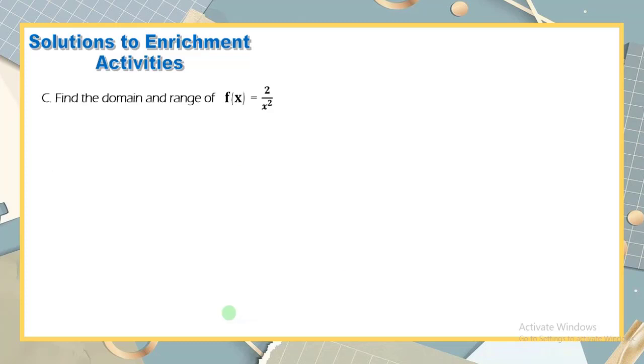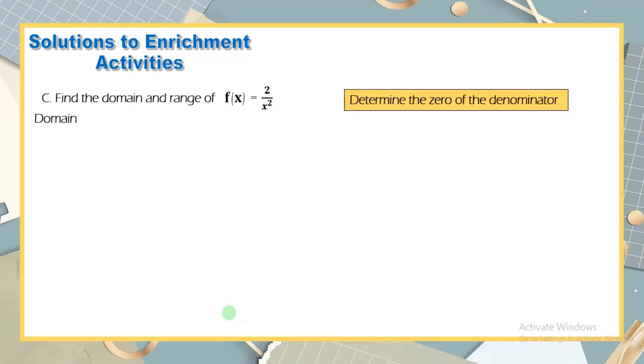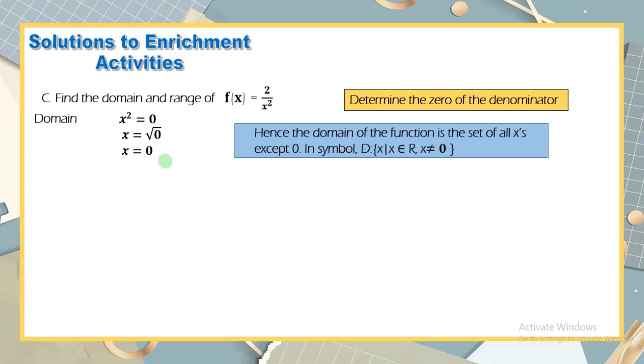For letter C, find the domain and range of f of x equals 2 divided by x squared. So for our domain, determine the zero of your denominator. So we have here x squared equals 0. So that is x equals the square root of 0. So x is equal to 0. So that will be the exemption for your domain. So domain, set of all x except 0. So in symbol, x such that x is an element of real numbers, x is not equal to 0.